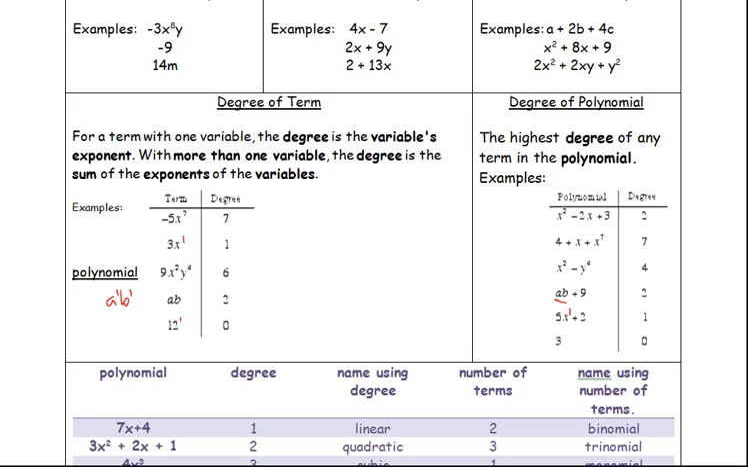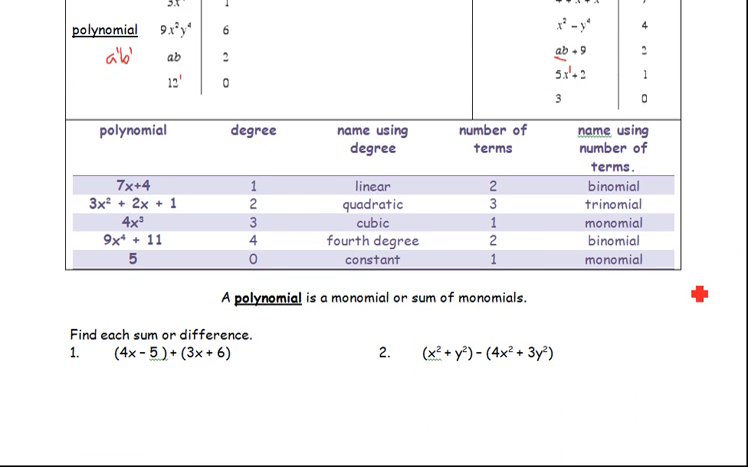Okay? Now I'm just going to have to ask you in this next part to learn these names. Linear, that's what we've been doing all year, and that's where we have a degree of 1. See this, 7x, and even if we had y equals 7x plus 4, it's still just a degree of 1. Quadratic has a degree of 2. Cubic has a degree of 3. Of course, 4th degree. Constant is what you've been doing since you were adding and subtracting.